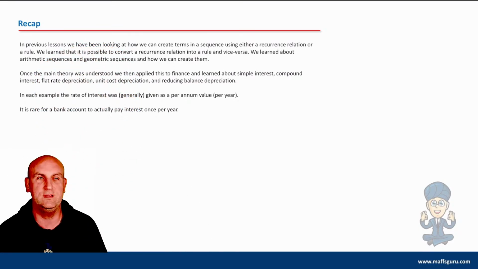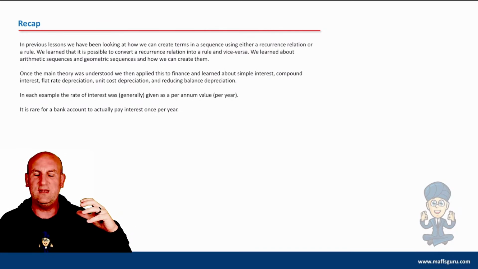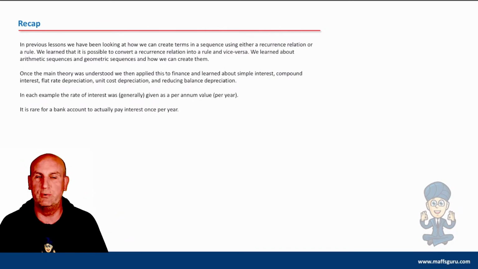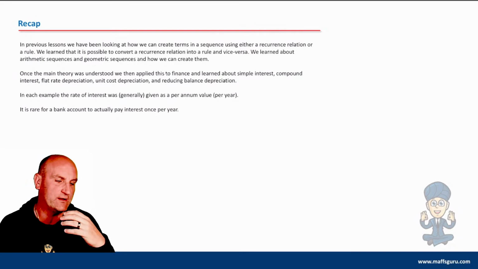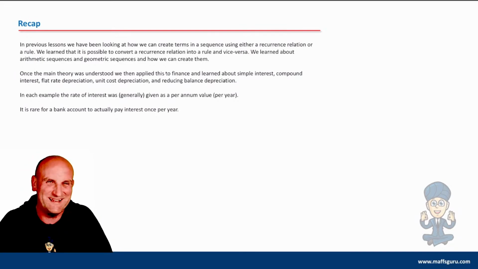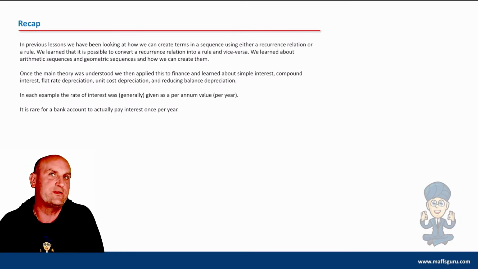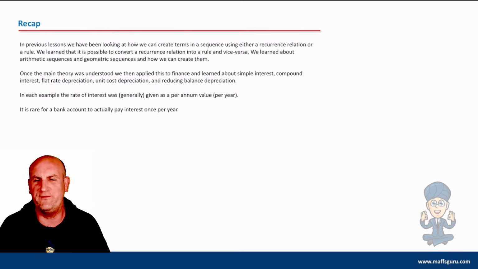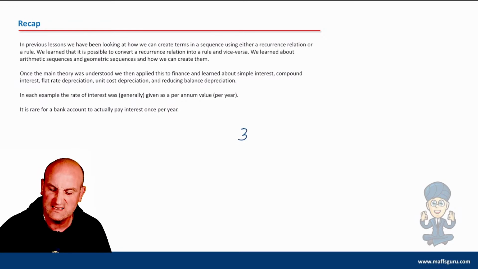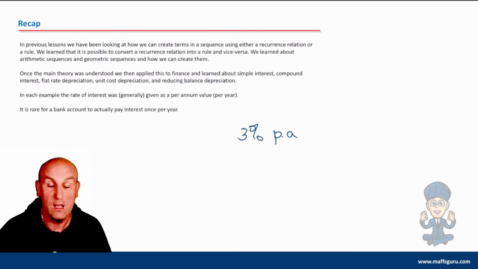As I tend to do, a bit of a recap. In the previous live streams and lessons, we've been dealing with recurrence relationships and rules. It's really important to know the difference between them and how to convert from one to the other. But a lot of the real world applications are what's going to happen more and more in this concept. All the interest rates we've dealt with so far, with simple interest and whatever else, have always had an annual interest rate, something along the lines of 3% per annum.